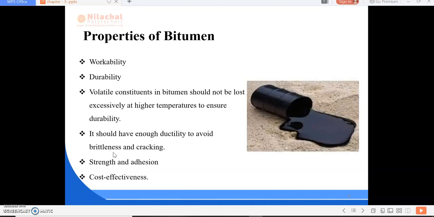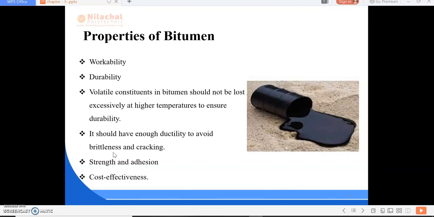Okay, so these are the three important materials for the construction of roads. These are the major materials: soil, stone aggregate, and bitumen. Then we are going to study about the properties of bitumen.